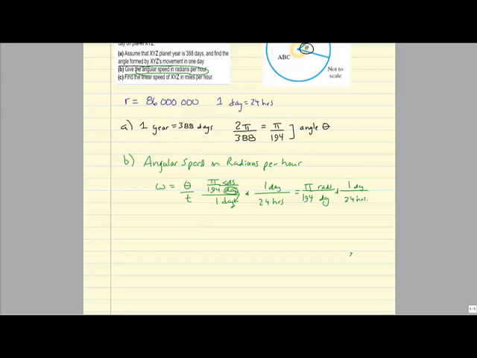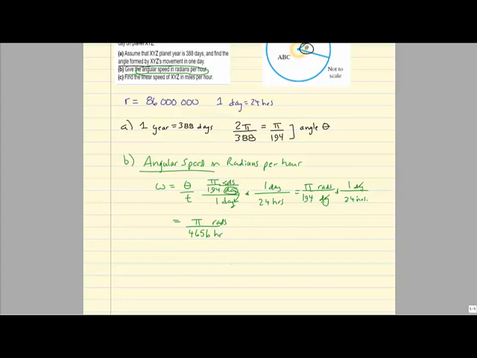So when I simplify this, I'm going to get my angular speed is equal to pi radians, because days will cancel, and then I have 194 times 24. And that's going to be 4,656 radians per hour. So this is radians per hour. So that's the angular speed.